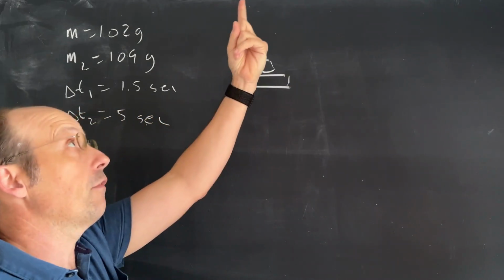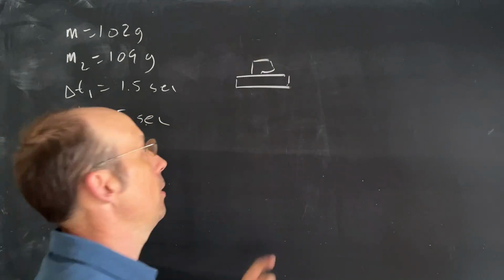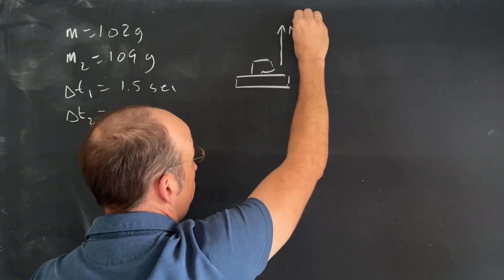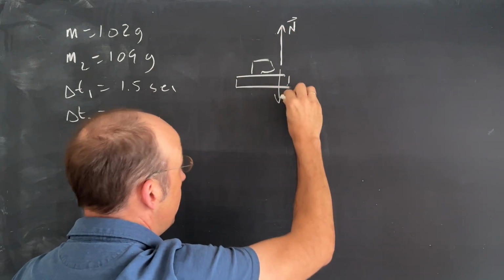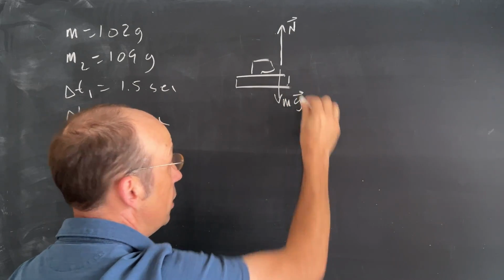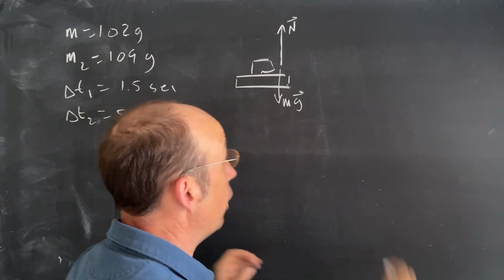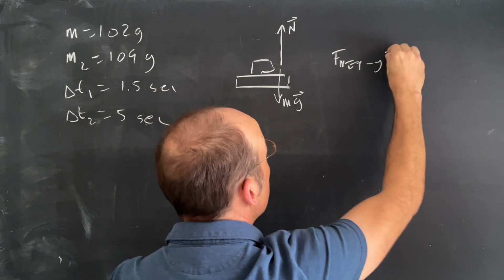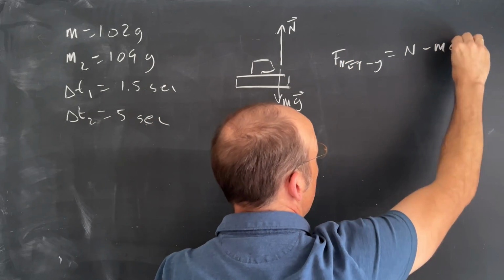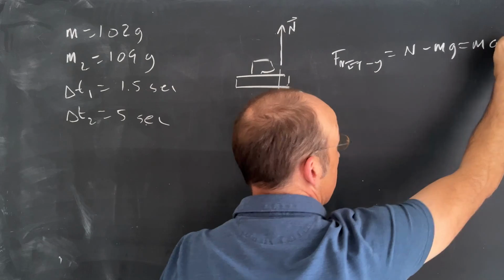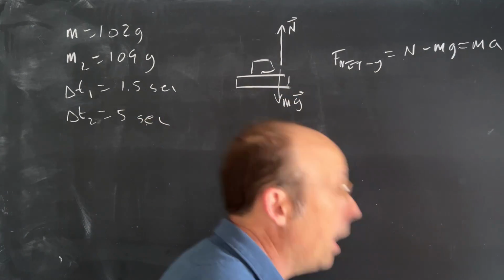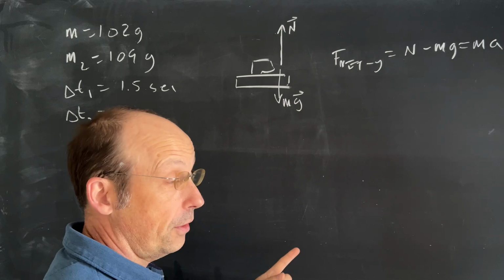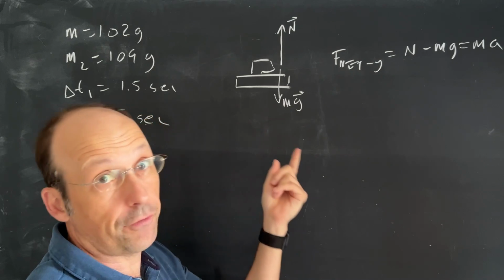When the elevator is accelerating up, the two forces acting on the block are the normal force, I'll just call that N, and the gravitational force, mg. But in the y direction, F net y is going to be N minus mg, and that's mass times acceleration. Now, the normal force is the reading from the scale.